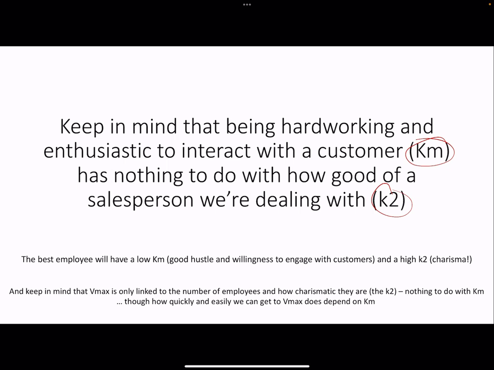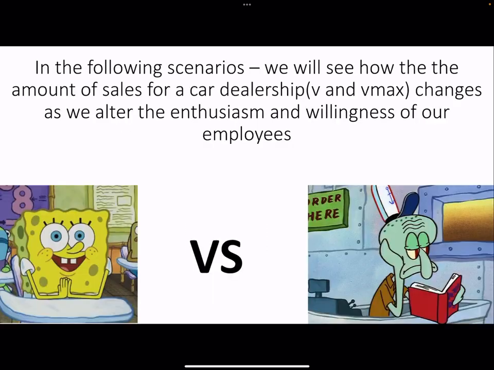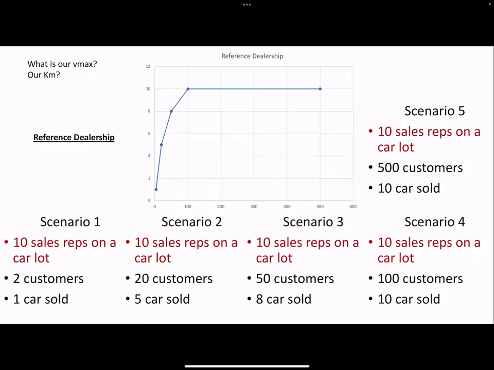And the best employee is going to have a low KM. They're a good hustle. They really want to engage with the customer. And they also have a high K2. They have high charisma. And again, Vmax is the number of employees we have and how charismatic they are. So it does not rely on KM at all, as we'll see. So let's go ahead and look and see, if we look at different K2s and KMs, how does this affect how many cars we're going to sell?